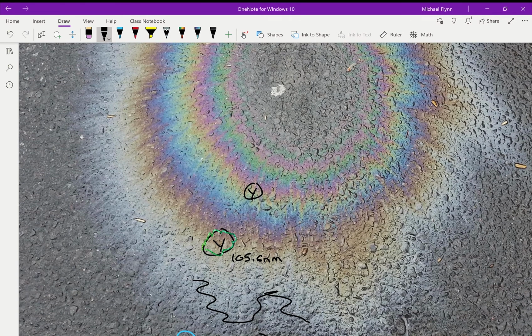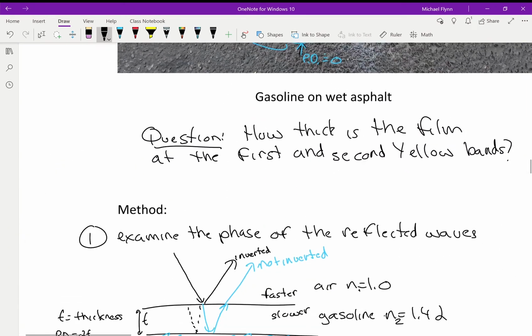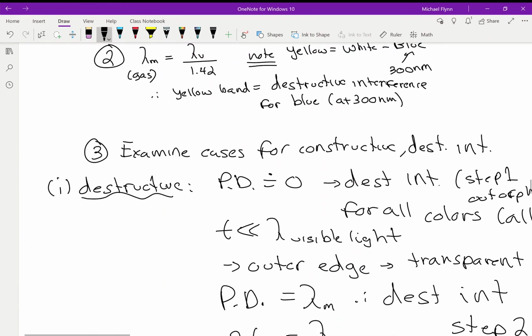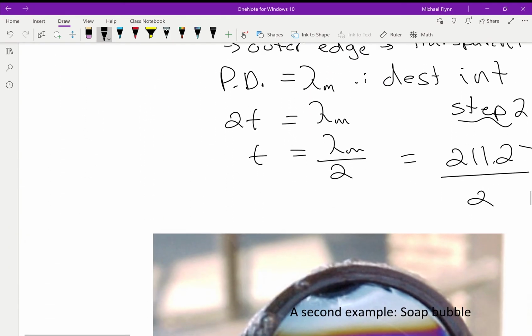So what we're seeing here is the film is thinnest here, and it's getting thicker as you go inwards. That's why we see these bands, right? So our first yellow band is 105.6 nanometers of thickness. That's how thick that film is right there. So cool, we figured it out just based on the colors that you see, and we need a little knowledge of index of refraction and wavelength.